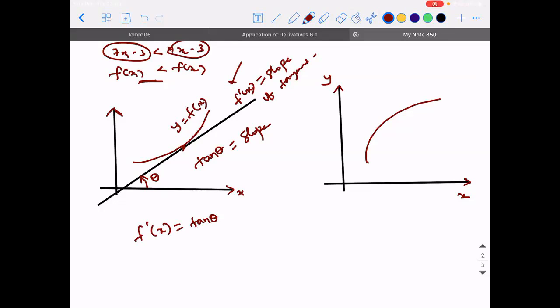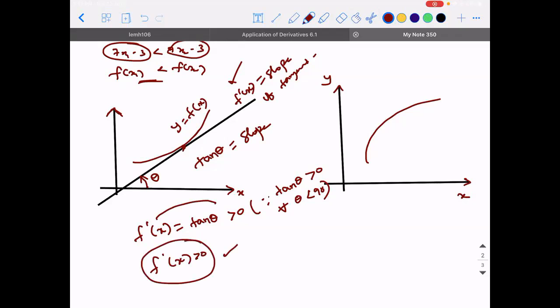Here, is theta acute or obtuse? Acute, sir. So can I say this value is greater than 0 since tan theta is greater than 0 for all values of theta less than 90 degrees? Was first quadrant. So from this, can I conclude that f dash of x is greater than 0? So this is the reason why we say that if you have an increasing function, then the slope of that particular graph at a given point is greater than 0.